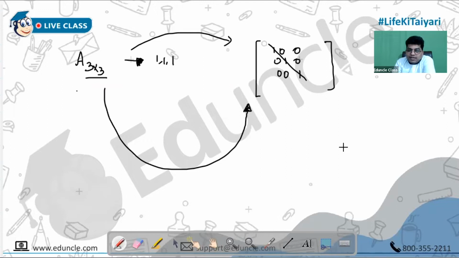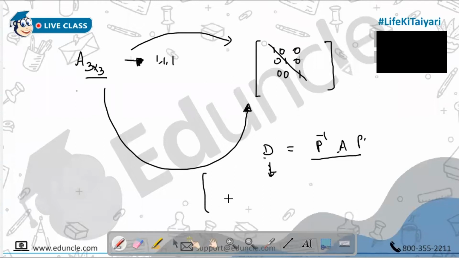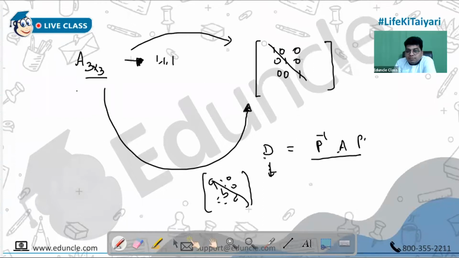it means the matrix A can be written as P inverse AP. And what is this diagonal matrix? The diagonal matrix is similar to this A, so diagonal matrix has same eigenvalues. So what is the diagonal matrix? Diagonal matrix is ABC. So how can you say this is similar? It means ABC are the eigenvalues only.